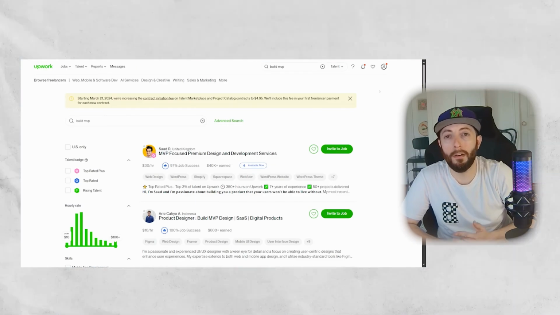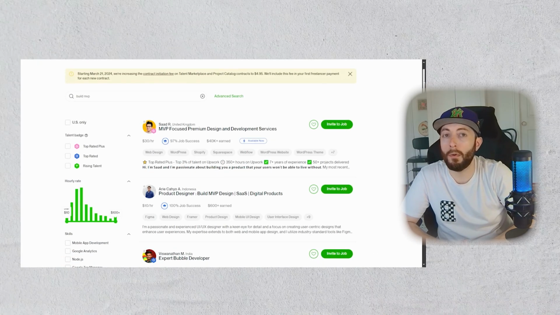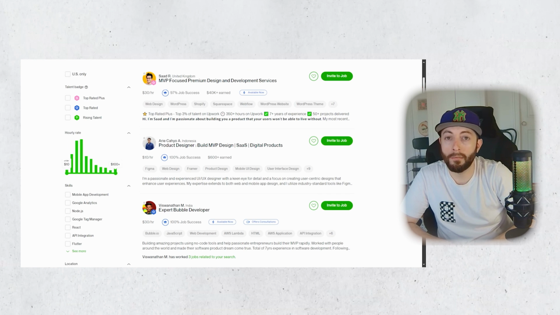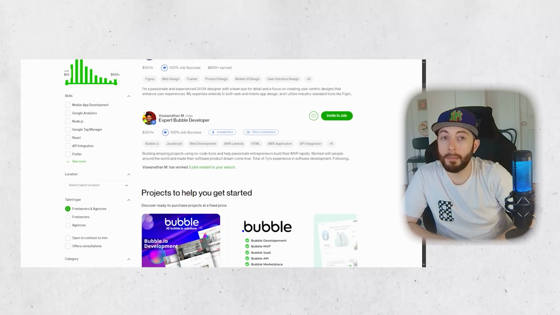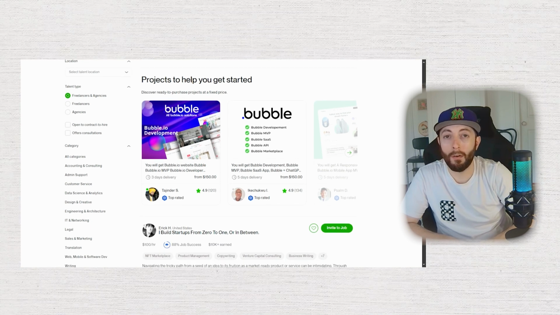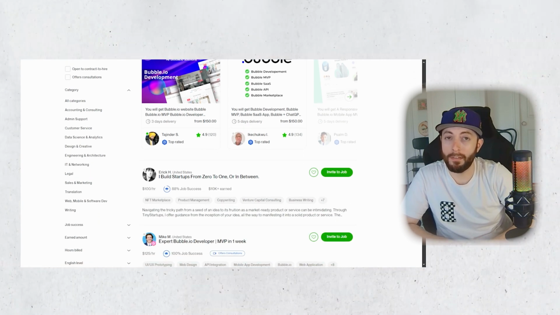if you don't have a tech co-founder and aren't familiar with coding yourself. Platforms like Upwork and Fiverr offer a vast pool of talent. You can find skilled professionals at relatively low cost. This could be a great way to get your MVP off the ground without a hefty investment.